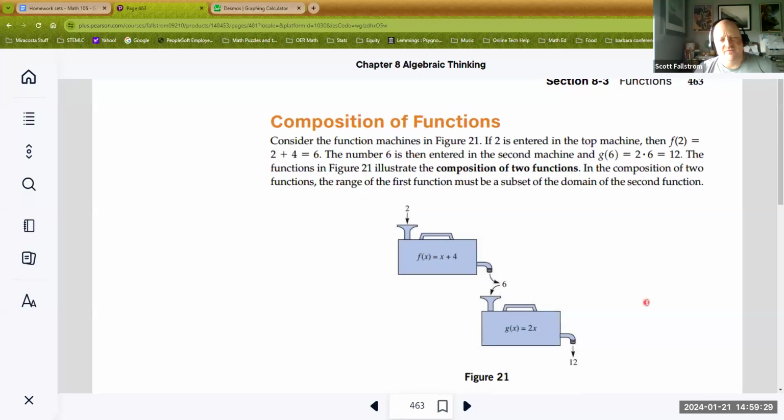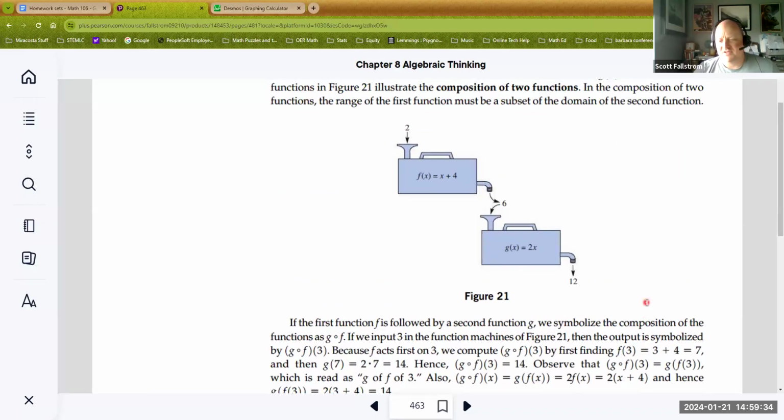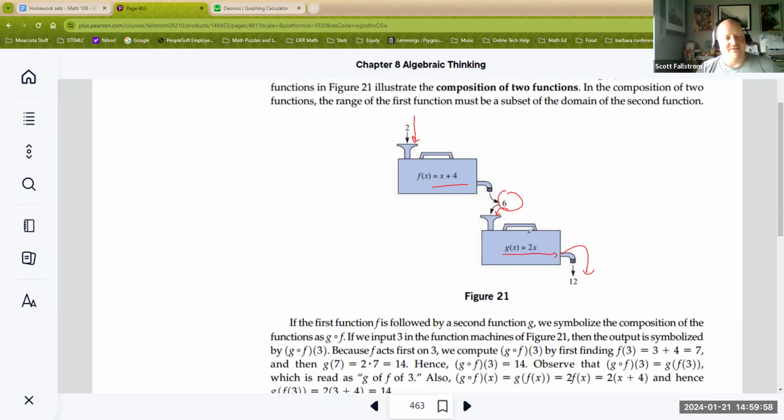Let's talk about a composition of functions. I think we're probably getting close to the limit of where we will be algebraically for this class. But again, think about the function. If I put 2 into this first function, bump, bump, chicka, chicka, bump, bump, 2 plus 4 gives me 6. And then that falls right back into the next machine, bump, bump, chicka, chicka, bump, bump, and it's a times 2 machine. So out comes 12.